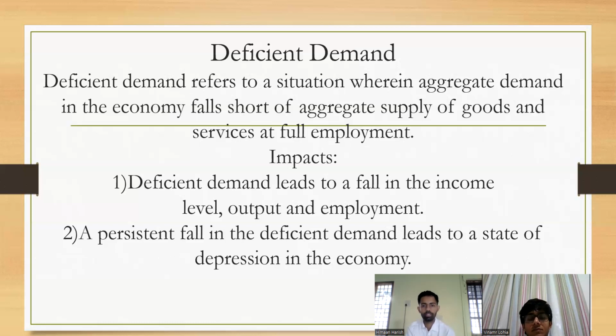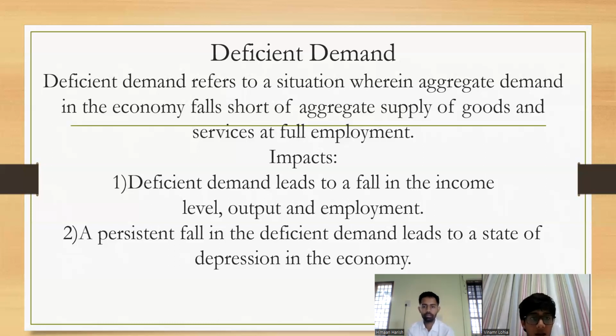The impacts: deficient demand leads to a fall in the income level, output, and employment. Does deficient demand lead to a fall in income, output level? I got it. Income and employment, I didn't get. Okay, employment also I got, because if there is not enough demand, you can't employ enough people. If there is no demand, you are not making any income, right? Yes. There's no income and we're not able to employ.